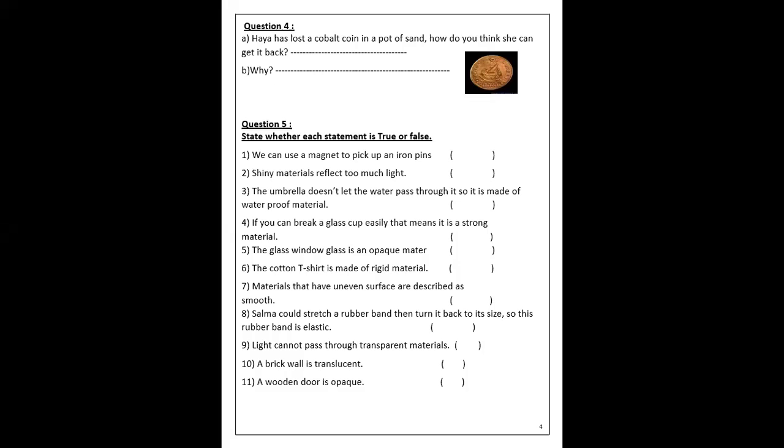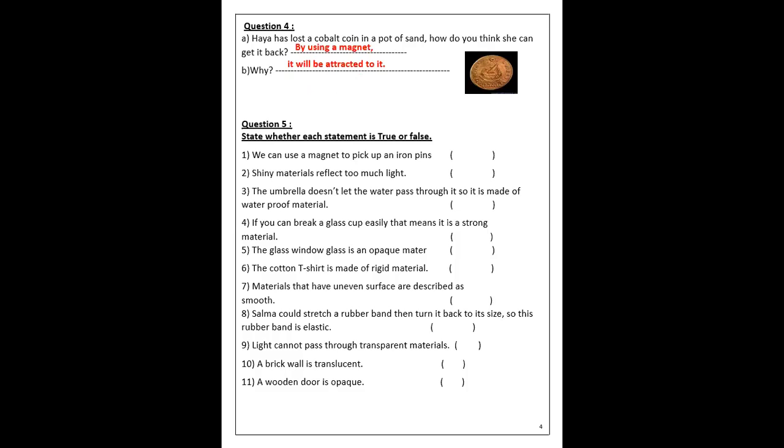Letter A is saying to you, Haya has lost a cobalt coin. So Haya was having a cobalt coin. She has lost it in a pot of sand. How do you think she can get it back? If Haya has a cobalt coin and she has lost it in the pot of sand, how do you think she can get it back? Yes, by a magnet. Why do you think by a magnet? Because it will be attracted to it.